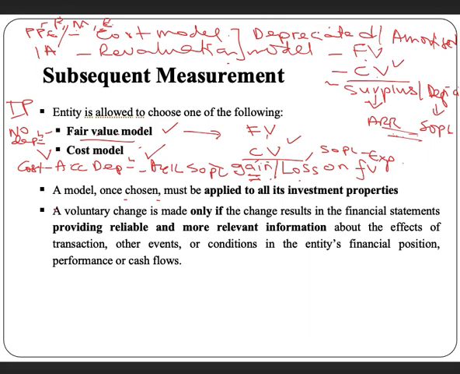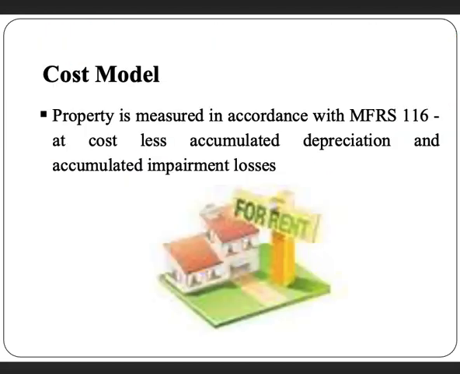Remember that. A voluntary change is made only if the change results in financial statements that provide reliable and more relevant information about the effect of the transaction. It means that you can change. Originally, you chose the cost model and applied it for so long, and you think it's time to change to the fair value model because you'll be able to produce a better result, or the information you disclose is more relevant to your investors. Then that is allowed. But once you change it, you have to use it consistently for some time before you change back to the cost model. Of course, you need to have a reason when you switch the model.